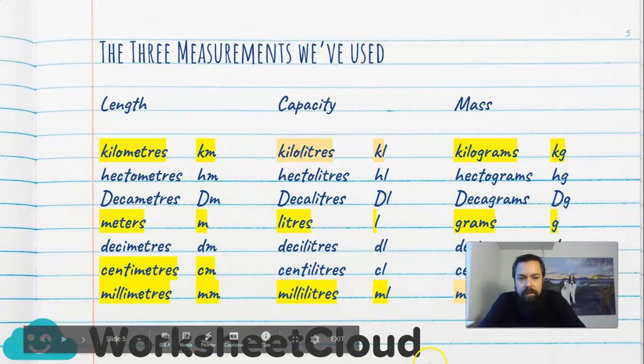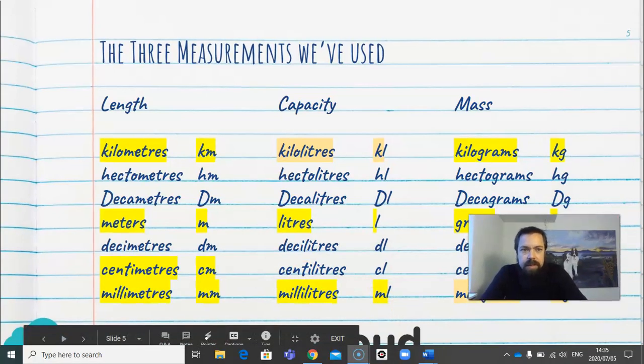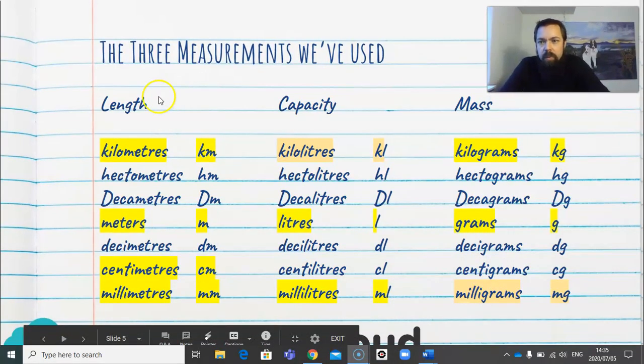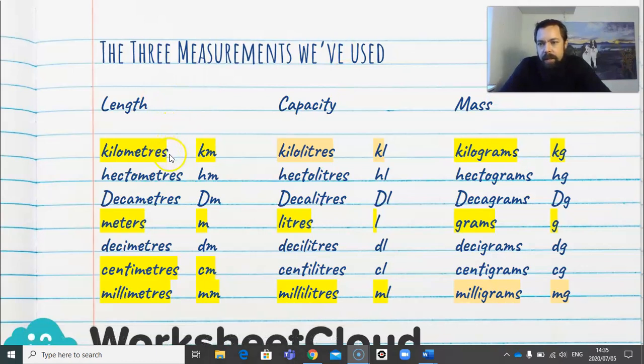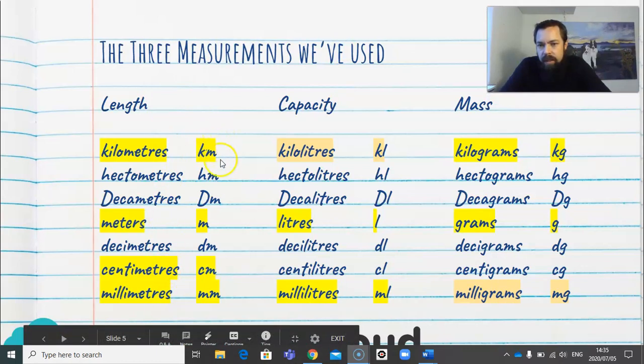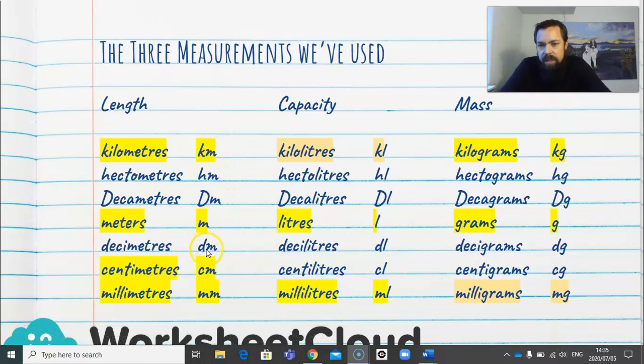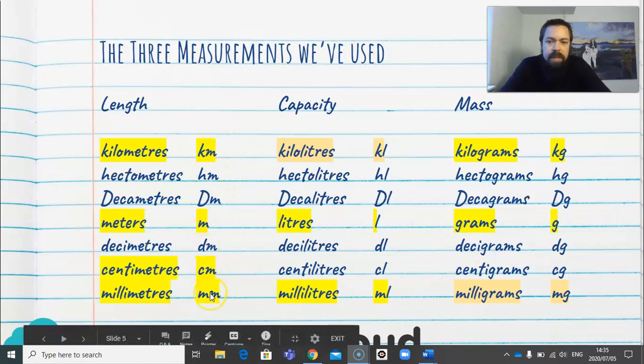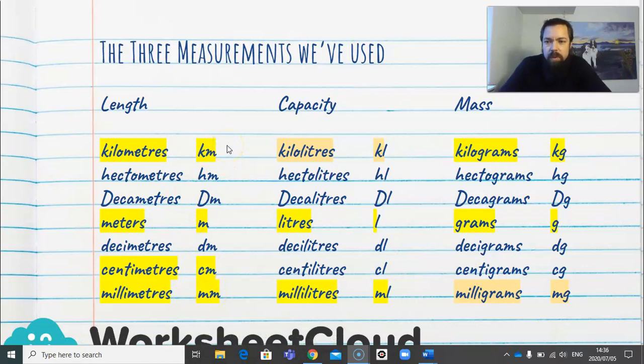I've got all three of them over here lined up side by side. So when we look at length, we look at these measurements here: kilometers, hectometers, decameters, meters, decimeters, centimeters, and millimeters. The yellow highlighted ones are the ones we use most regularly. The other ones are there, but not commonly used.